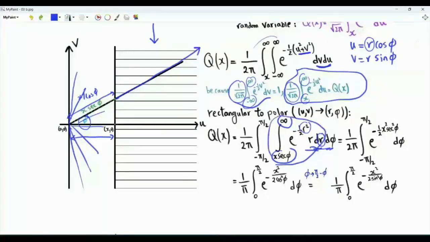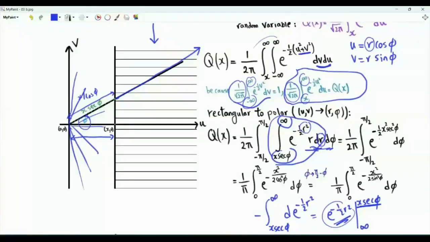We can evaluate the inner integral because this is minus the integral from x sec phi to infinity of d of e to the minus half r squared. So this is e to the minus half r squared, evaluated between x sec phi and infinity. In the limit as r tends to infinity, this approaches 0, and if r tends to x sec phi, we get e to the minus half x squared sec squared phi. The integrand is an even function in phi, and so we can write it as an integral from 0 to pi over 2, and we multiply by 2.